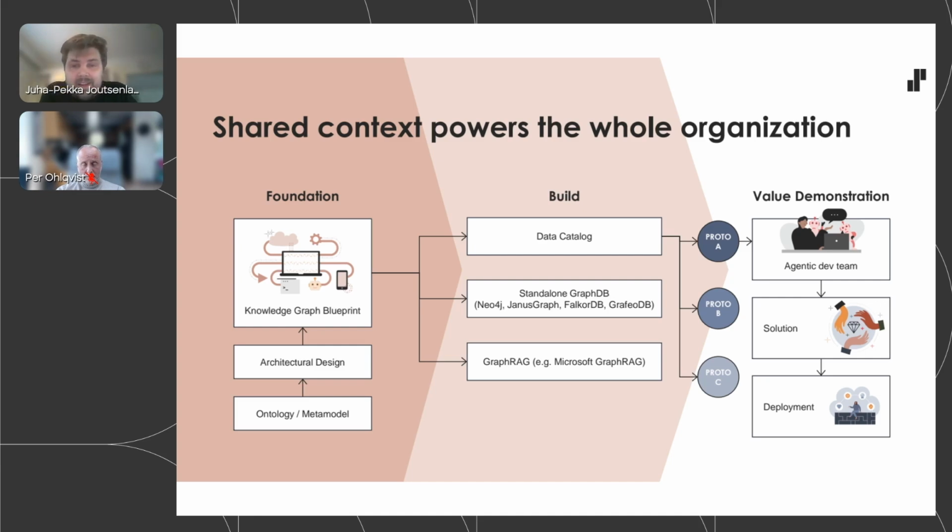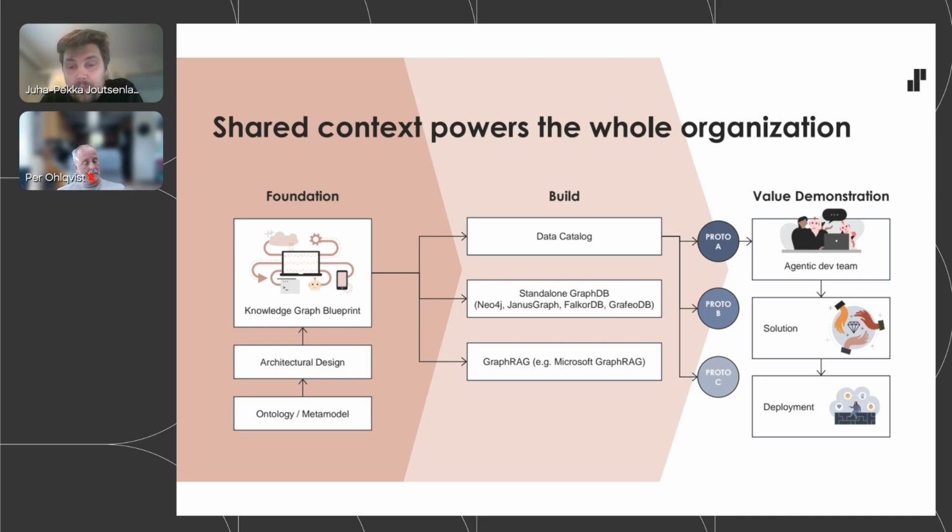The first one is, of course, something that is already established in many organizations. So we have a data catalog where we are already connecting this technical metadata with the business metadata. We can have the business glossary, we can have some other business rules defined, we can even have some processes included in the catalog. So that's the first path to take.